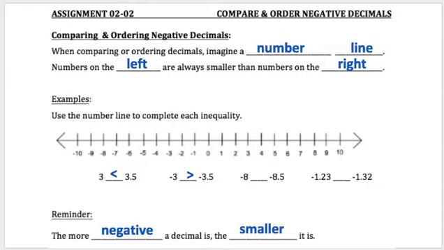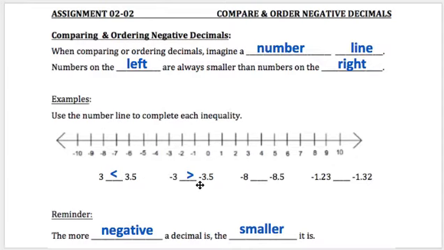So here we go. When comparing or ordering decimals, imagine a number line. Numbers on the left are always smaller than numbers on the right. We know this to be true from ordering and comparing integers, that any number that falls farther to the right is actually bigger or greater than the numbers that fall to the left.